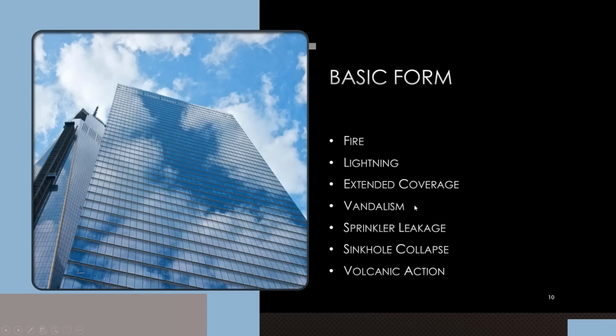Vandalism on a basic policy, it's additional charge, but for a commercial property, vandalism is par for the course on the basic form. It also covers sprinkler leakage, sinkhole collapse, and volcanic action. Now, when I say volcanic action, I'm saying a volcano erupts and drops some ash on your building. That's called debris removal, cleanup after a loss. I'm not saying a volcano just destroys your building. That's not what we're talking about. This is more falling object, the ash that's dropped on your building. Okay, so be wary of that.